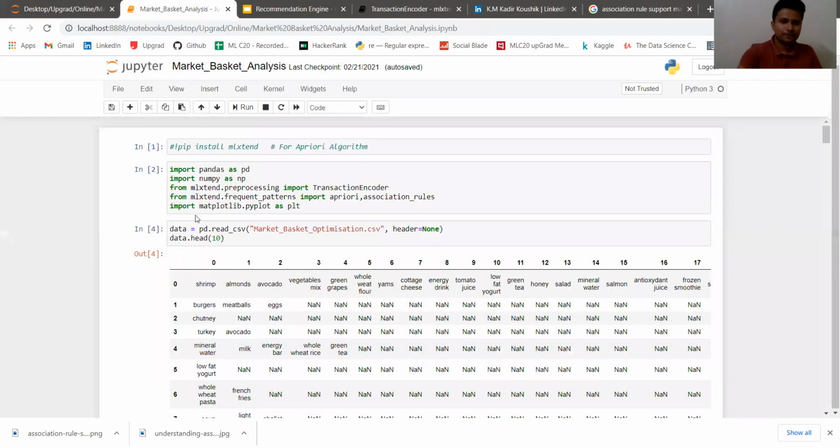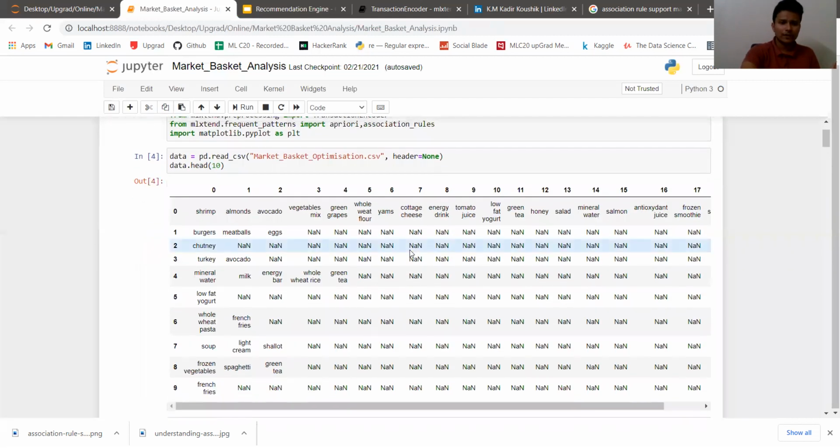Okay, so we start with all the relevant libraries: pandas for data set manipulation and numpy for mathematical operations. We also use the transaction encoder, because we want to transform the string values of the data set to Boolean arrays. And obviously we will need the apriori and association rules libraries to build our recommendation engine. So we have loaded the data set.